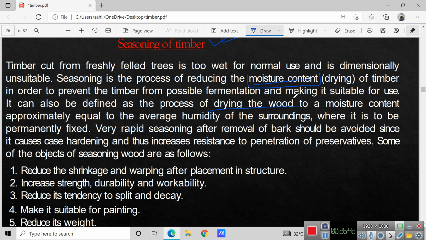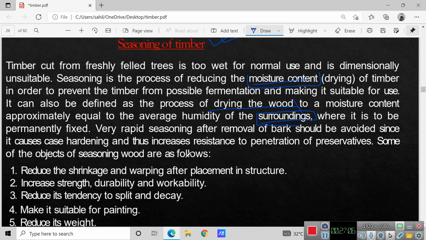So in simple words, seasoning is basically drying the wood to a moisture content approximately equal to the average humidity of the surroundings, so that if the humidity changes, the shape of the wood may not change. Where it is to be permanently fixed, very rapid seasoning after removal of bark should be avoided, since it causes hardening and thus increases resistance to penetration of preservatives.